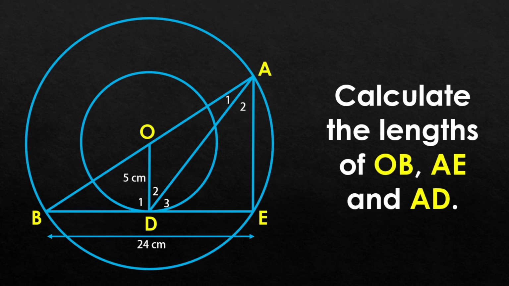So in this diagram, we are required to calculate the length of OB, which is from here to this point, AE from this point to this point, and then AD, which is from this point to this point. So let me write that down. It is OB, AE, as well as AD.